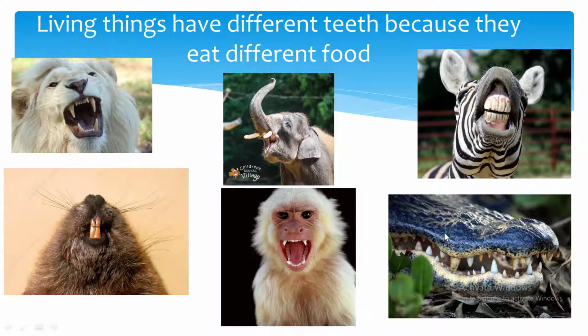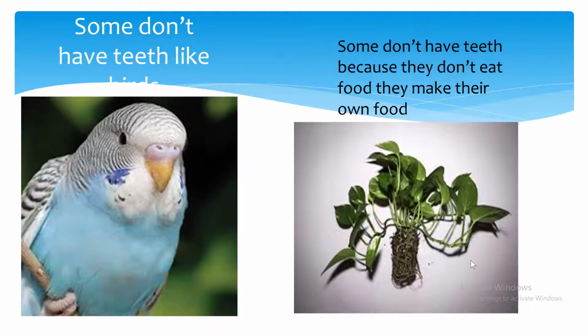And we have a lot of animals that have different teeth. Look at the crocodile. Some animals, like birds, don't have teeth. Some of them don't have any teeth because they don't need them. And some don't have teeth because they make their own food, like producers, like plants. Okay.